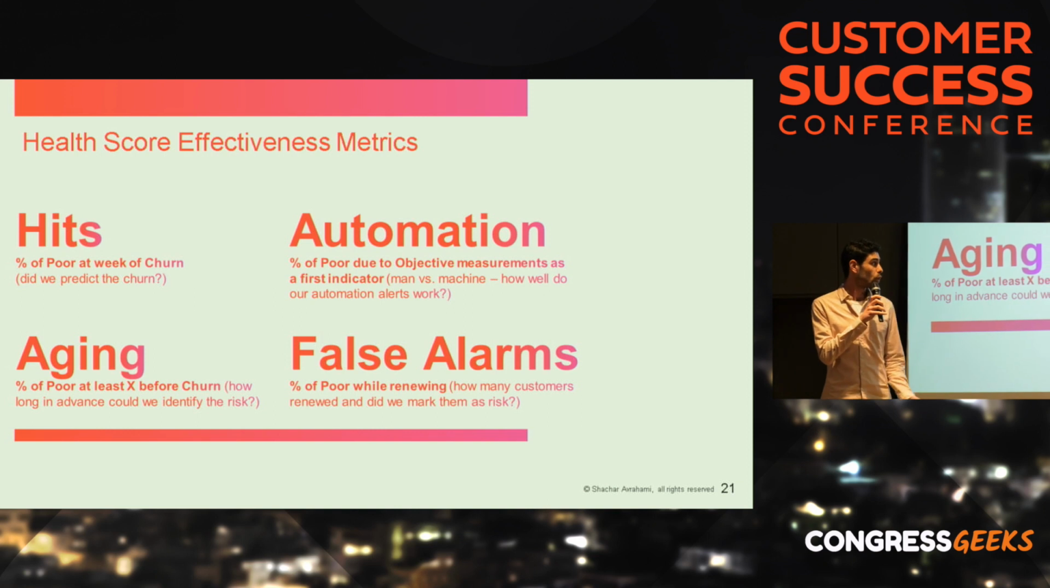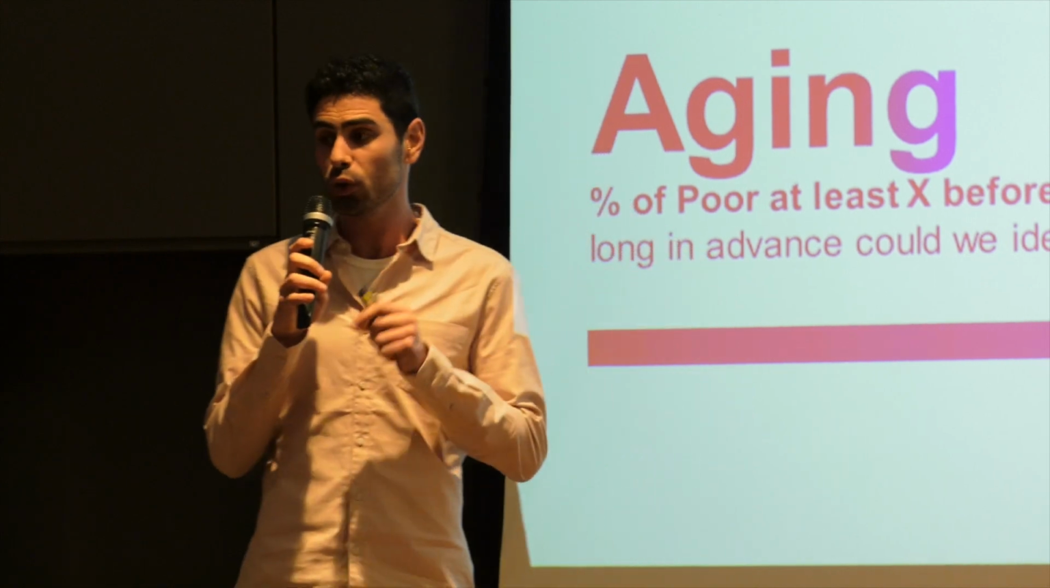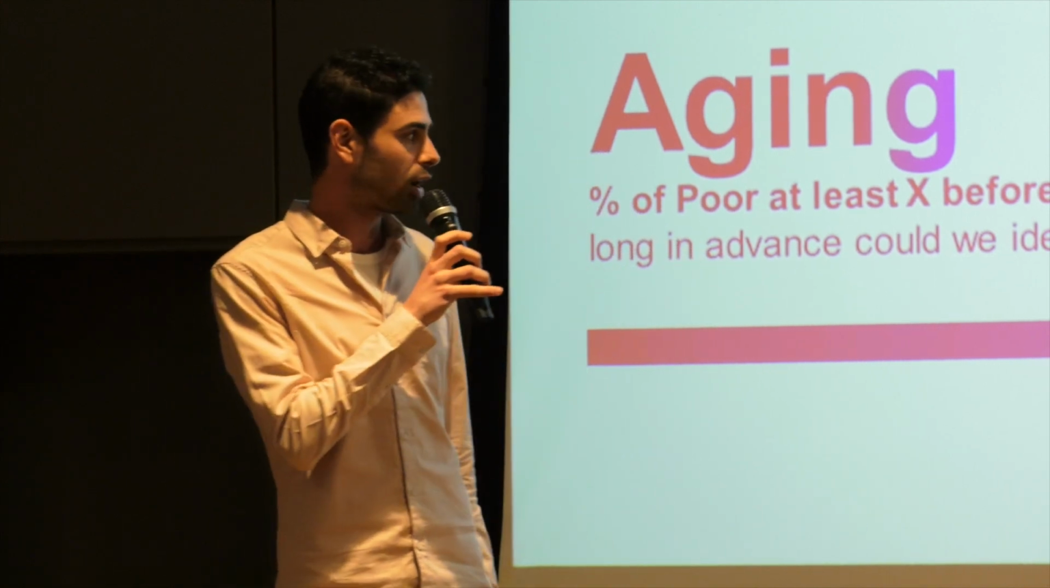And lastly, we also wanted to measure the false alarms. Are we giving bad predictions to our CSMs? So here we calculated the percentage of the customers that renewed under poor, out of the entire customer base that renewed.